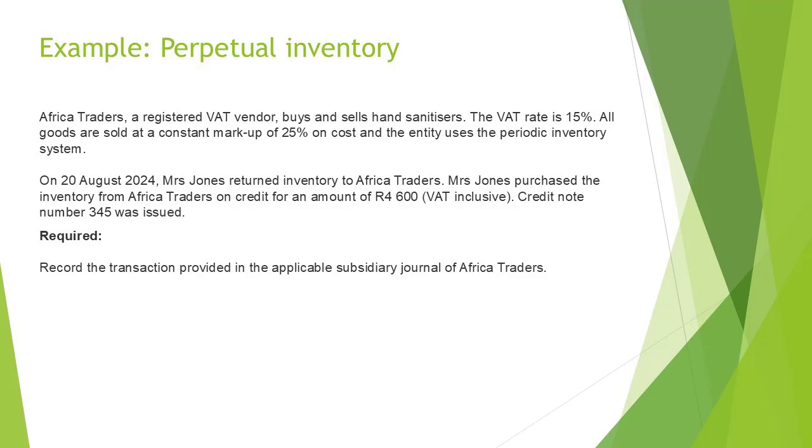Africa Traders, a registered VAT vendor, buys and sells hand sanitizers. The VAT rate is 15%. All goods are sold at a constant markup of 25% on cost, and the entity uses the periodic inventory system. On 20 August 2024, Mrs. Jones returned inventory to Africa Traders. Mrs. Jones purchased the inventory from Africa Traders on credit for an amount of R4,600 VAT inclusive. Credit note number 345 was issued.